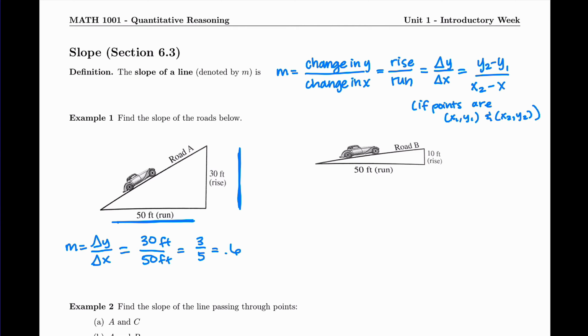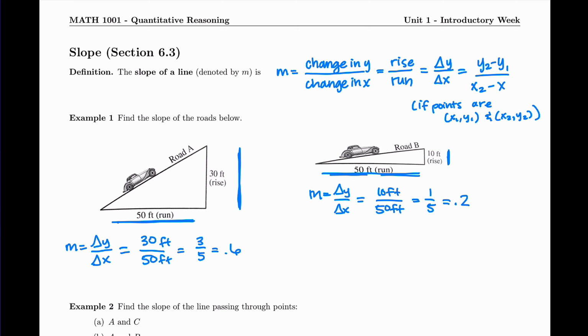Okay. For road B, we'll do the same thing. It is our change in y over change in x. Our change in y, the rise, is 10 feet. And our change in x is the same as last time. It's 50 feet. So we've gone the same horizontal distance for each situation, but road A has more vertical distance compared to road B. So what do we get? 10 feet over 50 feet, that's 1/5, or we can change that to 0.2.